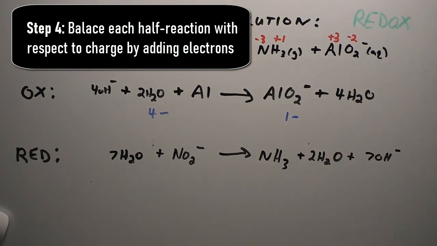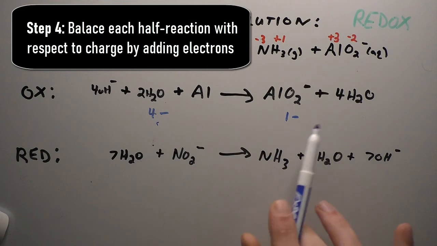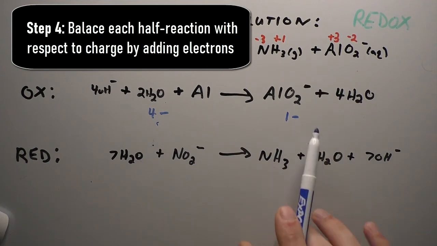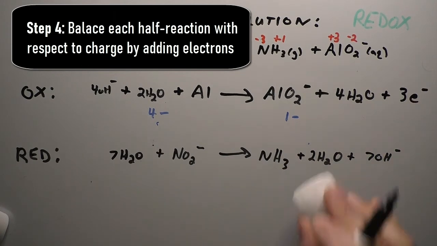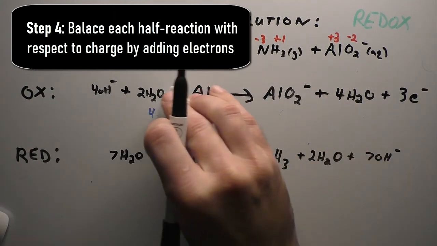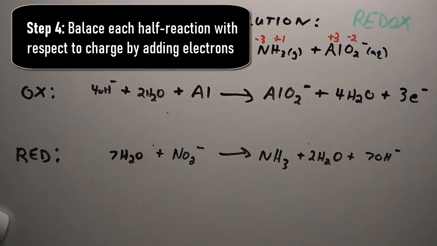So the question is, how many electrons do we need to add to the right-hand side of the equation to get the same charge as the left-hand side of this half reaction? That would be 3. If we add 3 electrons with -1 or 1 minus charge apiece to the right, we'll get the same charge on the left, right? So I'll go ahead and add my 3 electrons here. And so now this half reaction is balanced with respect to charge. And then for my reduction half reaction, we take the same approach.